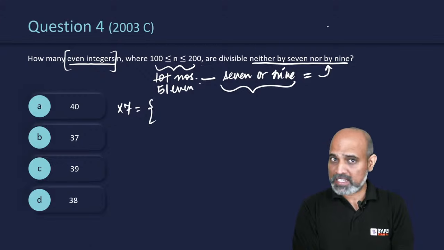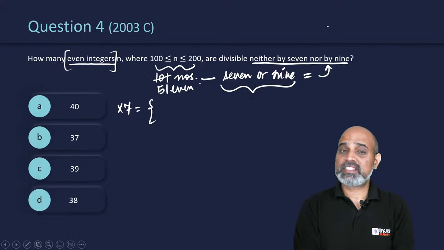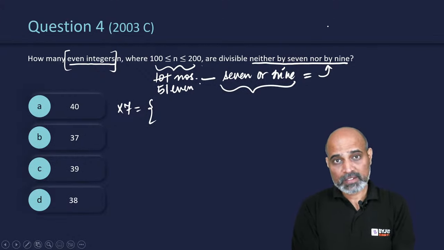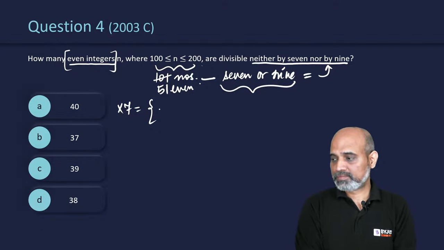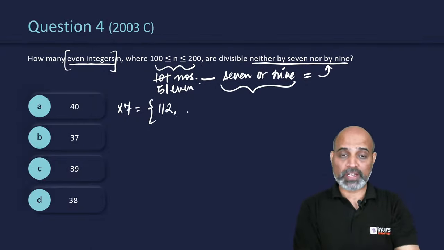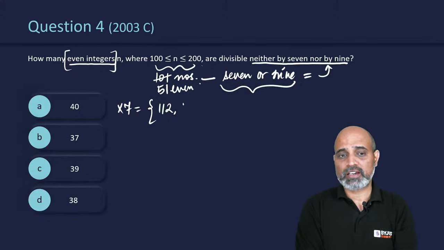Then next is 105. Next is 114. है ना? 9 7 है ना? 112, sorry. 112. So 112 is the first number. Next number will be 14 more again. 14 और ज़्यादा कितना हो जाएगा?